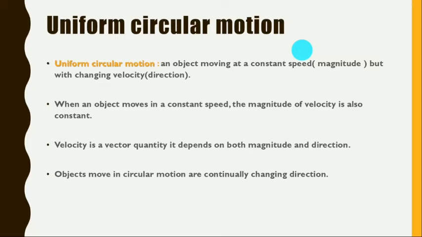When an object moves at a constant speed, the magnitude of velocity is also constant. Yes, constant speed means magnitude is constant all the time. The object here, here, here, here, all the time has the same speed. Velocity is a vector quantity. It depends on both magnitude and direction. Objects that move in circular motion are continually changing direction. Clear? So the magnitude of velocity is constant. The direction of velocity is changing. That's why we have changing velocity. Good?